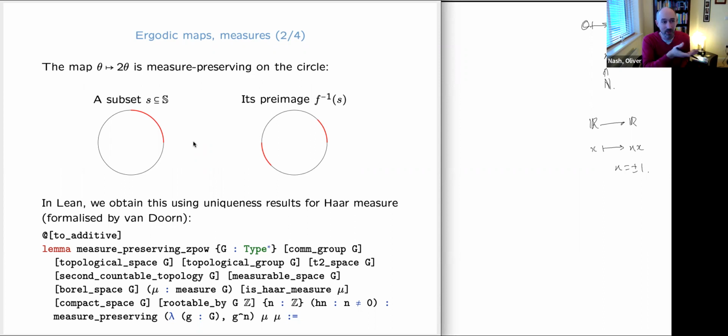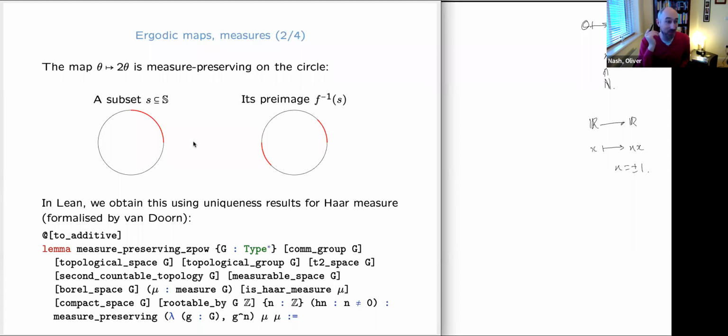So I needed the definition. I needed the concept of ergodicity, so I added that, and then I needed to know that certain maps are ergodic, so I proved that. But before I know they're ergodic, I first need to know they're measure preserving. And I've given a picture that gives a sense of why it's true for the doubling map, or you can say even for the multiplication by n map. So you can probably believe it now, but how do you prove this formally?